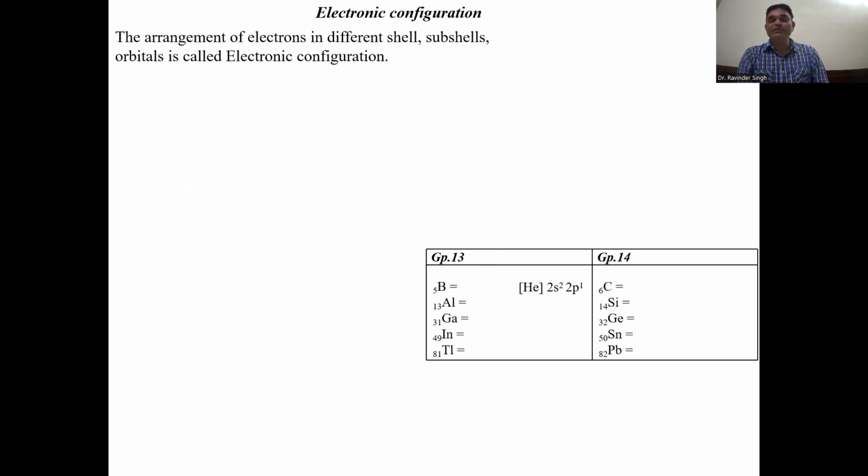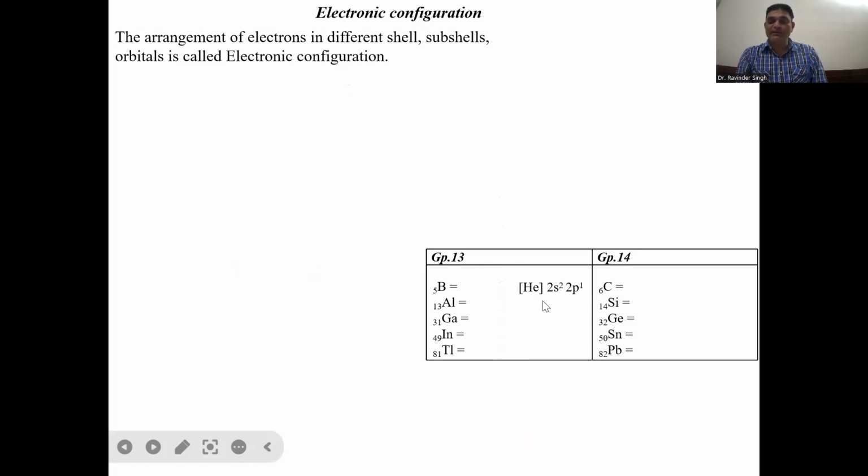The configuration for boron is, sorry, B for boron, atomic number 5, 1s2. In place of 1s2, we can just write helium, because 1s2 is the configuration of helium. So the configuration is 1s2, 2s2, 2p1. The valence configuration is 2s2, 2p1.